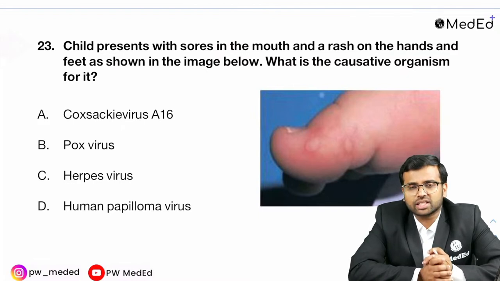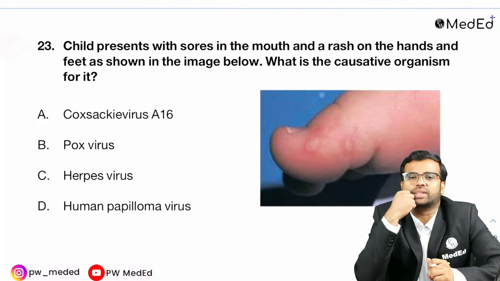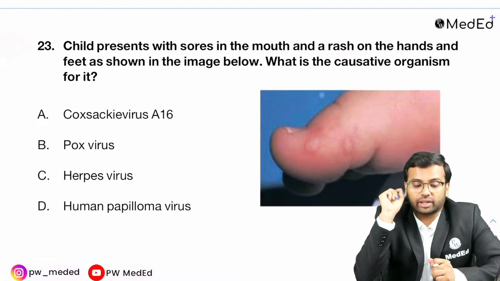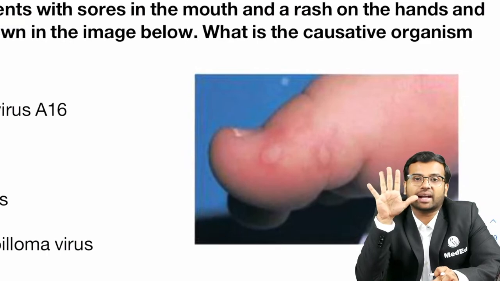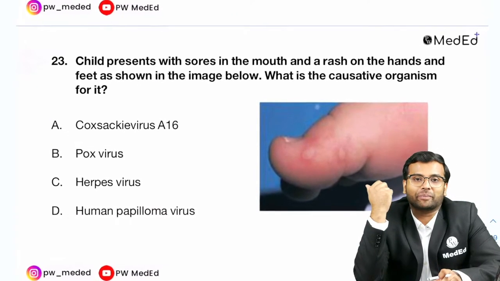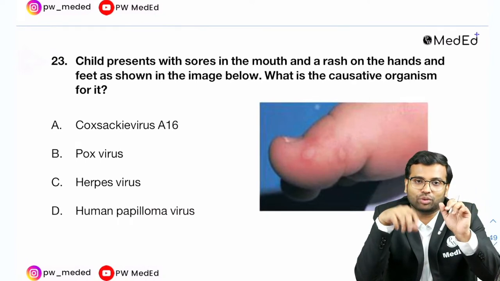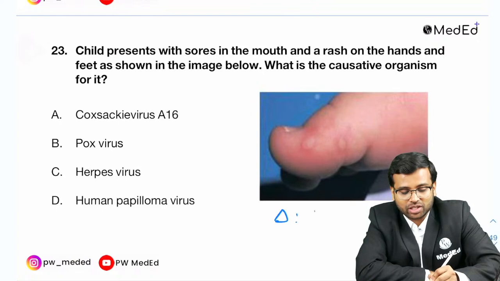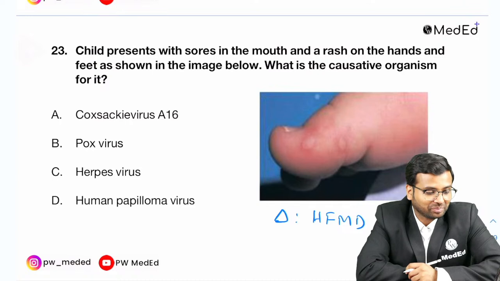So now there is a child who is having some sores within the mouth, and also the patient is going to have some kind of a rash over the hand and the feet. So from these things we know what is involved here: the hand, the foot and the mouth. So what is the name of the disease? Here the diagnosis is going to be hand, foot, mouth disease, isn't it?